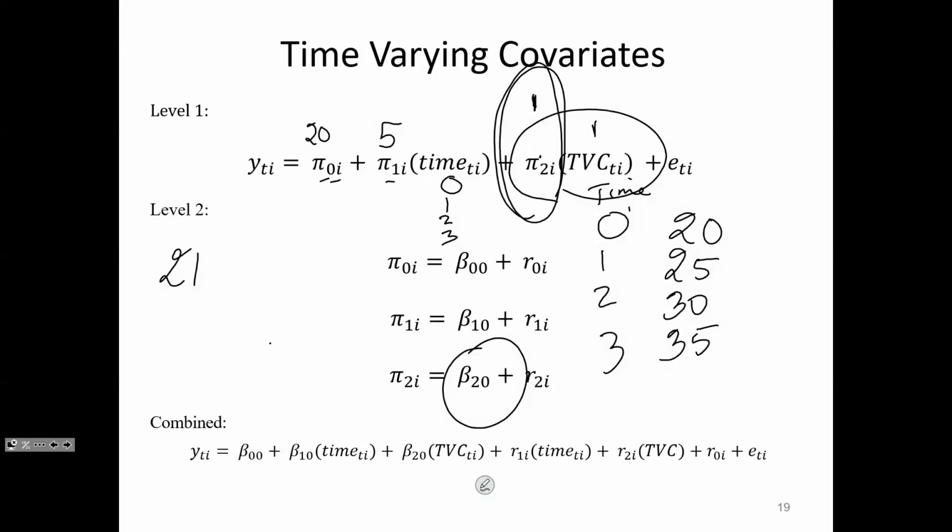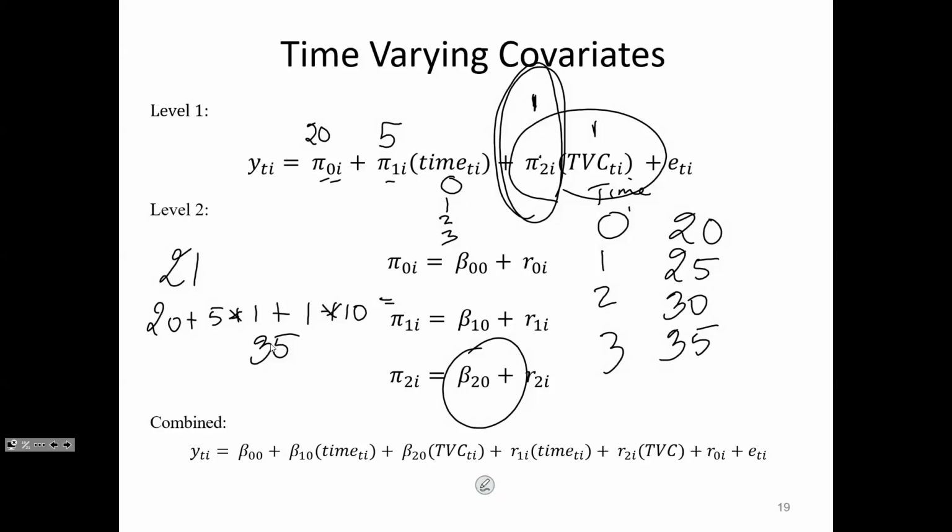So let's say if at time 2, the kid is reading 10 hours a week instead of 1 hour a week, then their predicted score would be 20 plus 5 times 1 plus 1 times 10, right? Which would equal 35. Okay? Questions? Does this make sense? Okay. So the effect of the time varying covariate is staying constant across time.